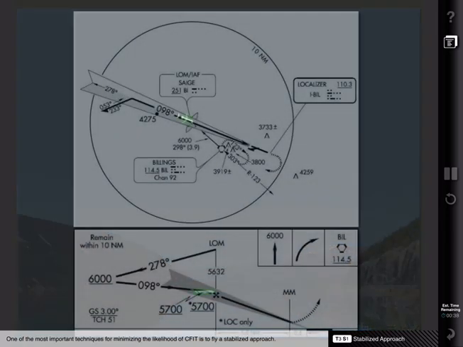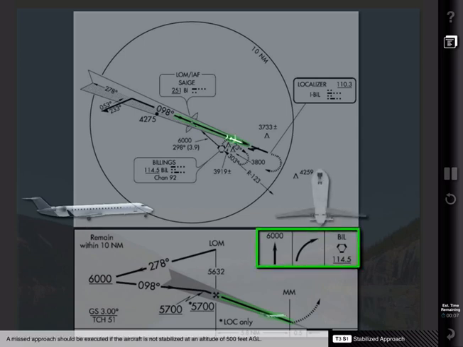One of the most important techniques for minimizing the likelihood of CFIT is to fly a stabilized approach. While each operator typically sets their own standards for a stable approach, they normally include a constant rate of descent along an approximately 3-degree flight path with stable airspeed, power, and trim. No requirement for excessive maneuvers to keep the aircraft on the lateral and vertical course, and the aircraft configured for landing. A missed approach should be executed if the aircraft is not stabilized at an altitude of 500 feet AGL.